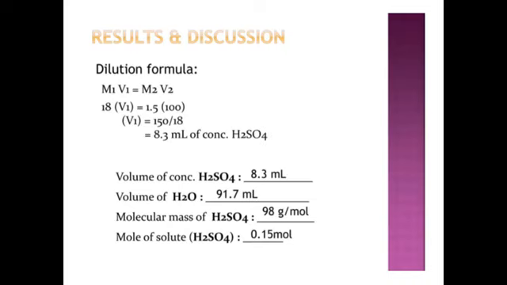So the volume of conc H2SO4 that is needed is 8.3. For you now to be able to make it up to 100, you now do 100 minus 8.3. 100 minus 8.3 will give us 91.7. So the volume of water needed now is 91.7 ml.